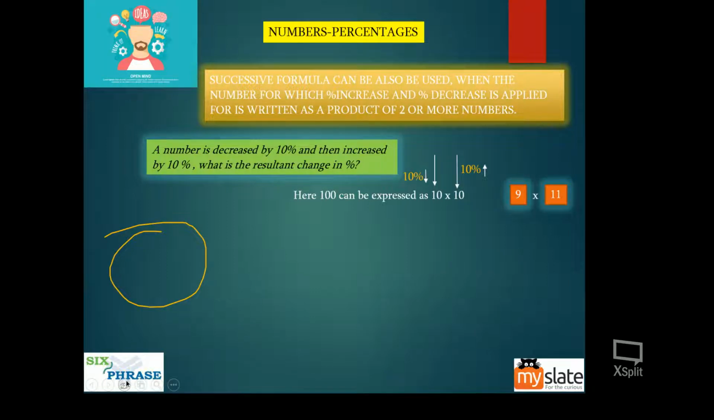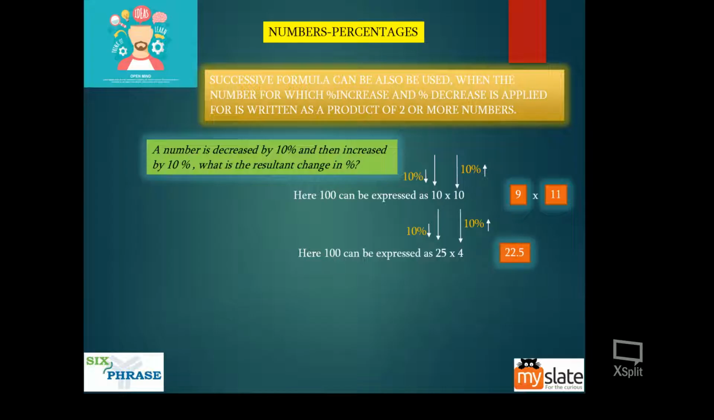So you can do it, or you can write 100 as 25 into 4. 25 into 4 is also 100, right? So I'm going to do the same thing. Increase one number by 10 percentage, which is 4, and decrease the other number by 10 percentage, which is 25.